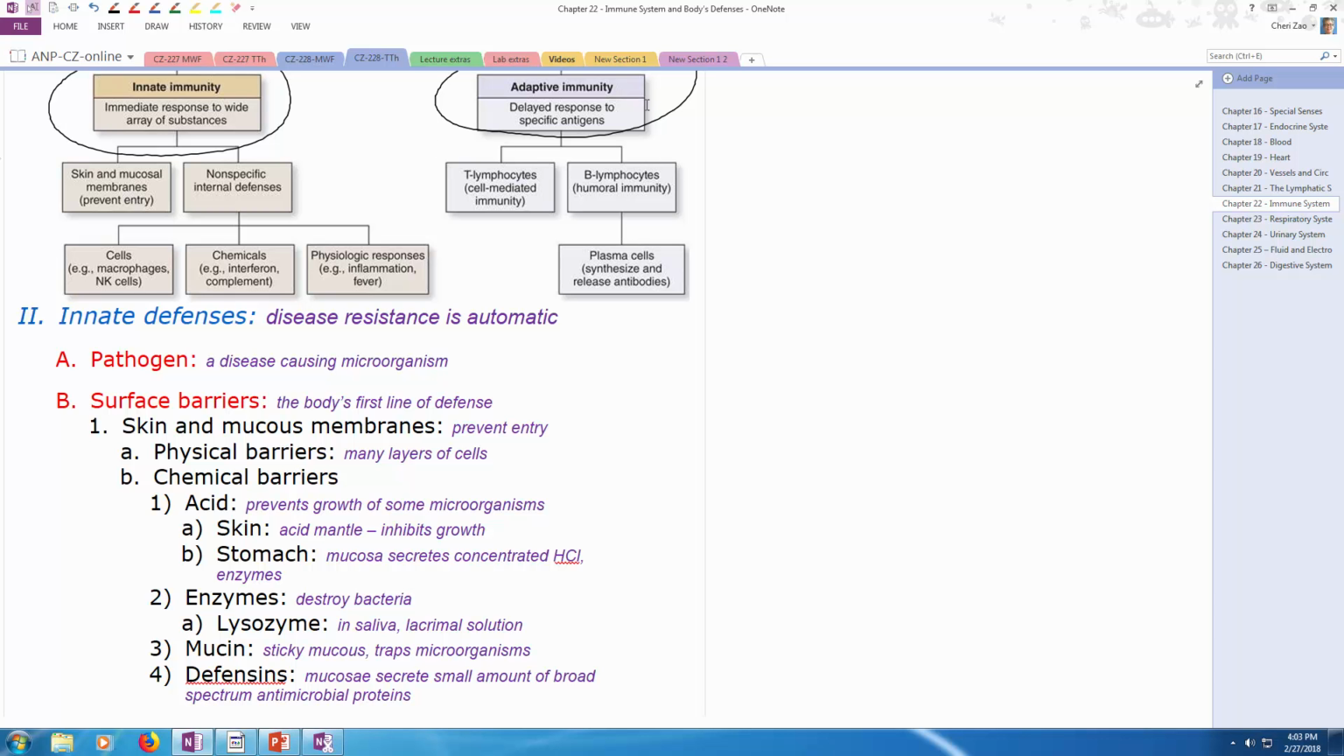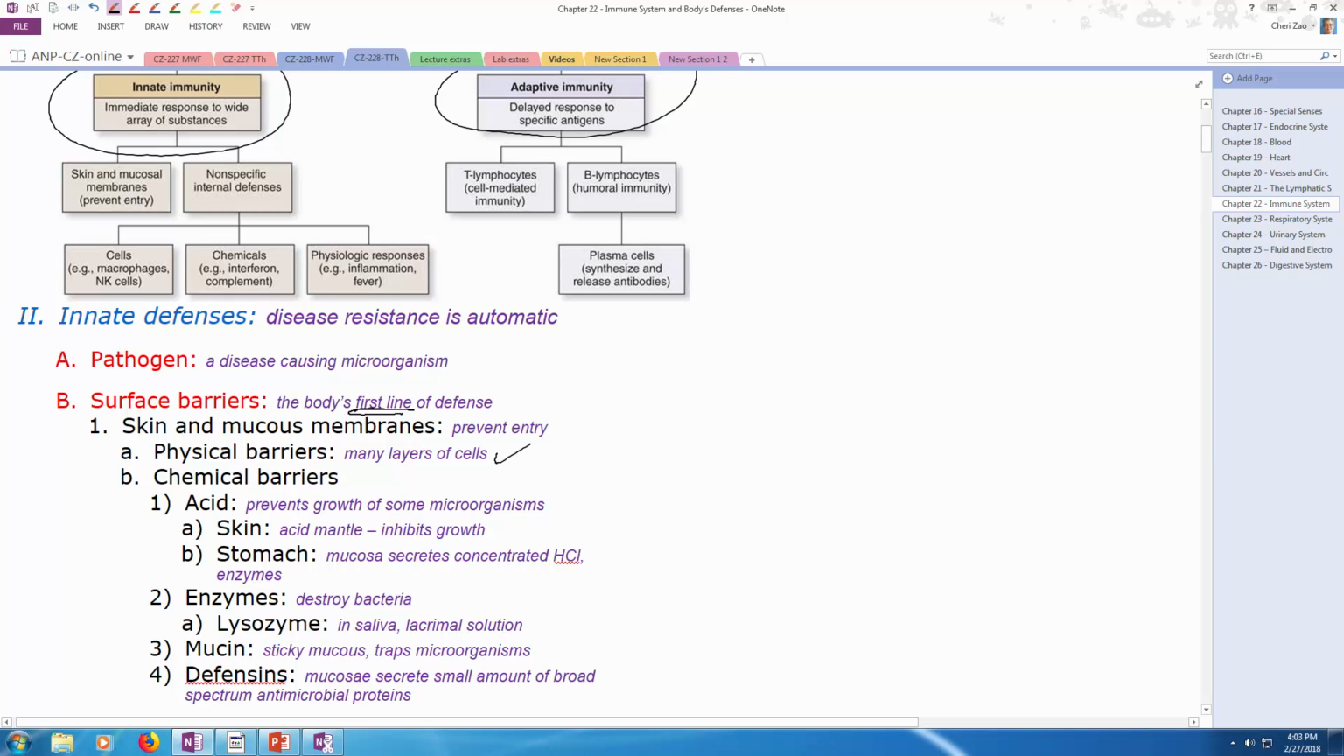Surface barriers, that's our innate branch that we're actually talking about here. Body's first line of defense. So this is skin, absolutely, or mucosal surfaces, right? Because we also have mucosal surfaces exposed, and that's two of our surface defenses that if they're breached, then we have to take a look at other ways to actually protect us. But the skin and our mucous membranes are excellent physical barriers.